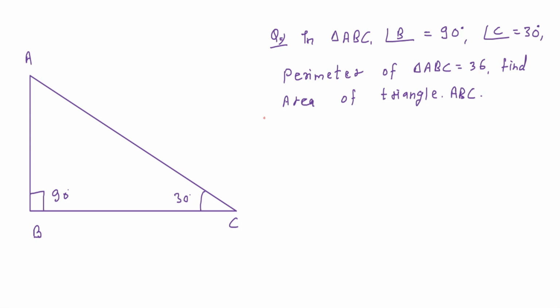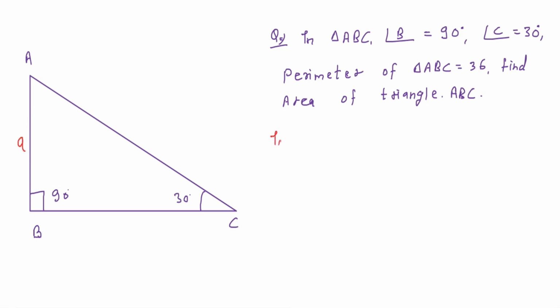In fact, this question is asked in USA grade 8 examination. The statement of the question is: in triangle ABC, angle B is 90 degrees, angle C is 30 degrees. Perimeter of triangle ABC is 36, then we have to find out the area of triangle ABC. So in order to find the area of triangle ABC, first consider side length AB as small a.